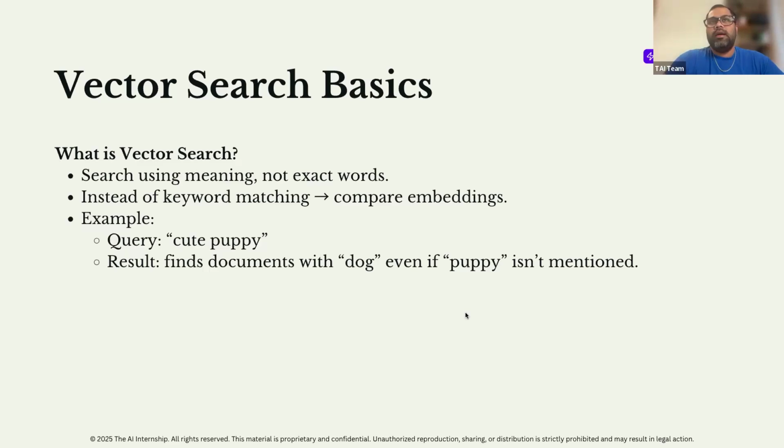Here is an example. Say the query is "cute puppy." Within the documents, it will also extract documents that have the word "dog" in them, even though the query doesn't directly say dog. But puppy is related to dog in English, so because of that you'll get the documents that also have dog. So that's the general search task that we're trying to do here.